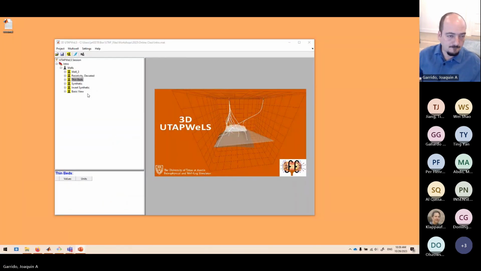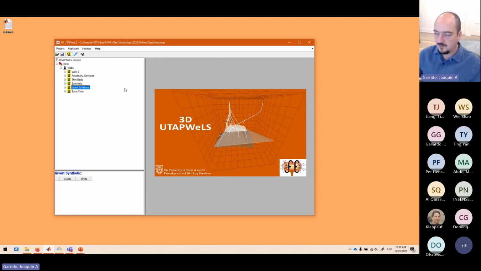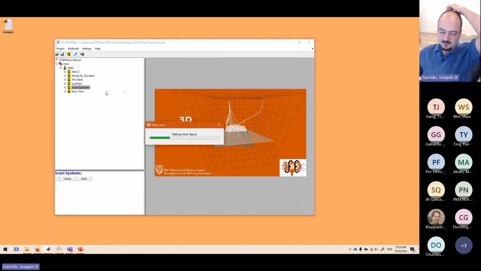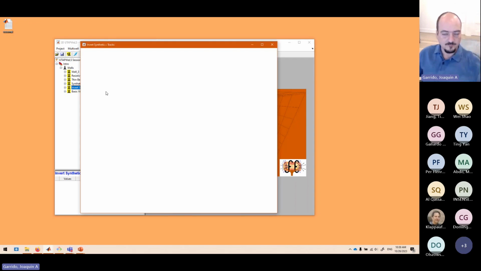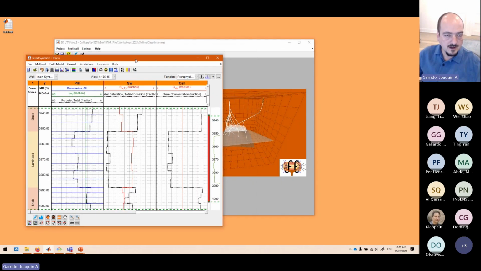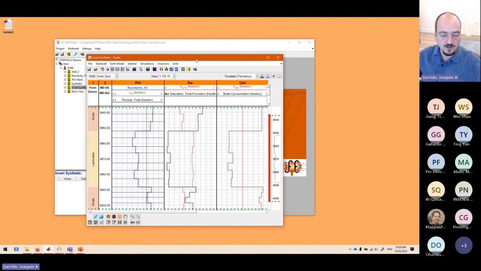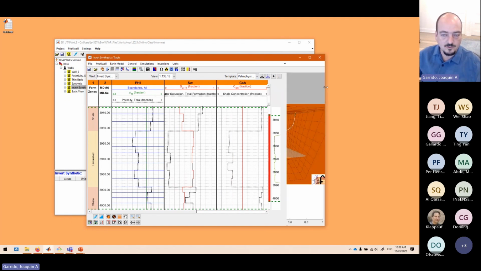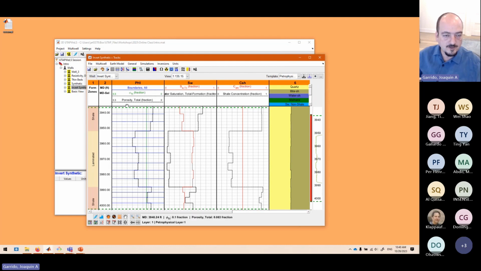So I've prepared this well, invert synthetic, and it's the same well that you saw in the slides. Now what we're trying to do is recover the properties that we set up just randomly in Excel. I saved them also in an LAS, by the way. I saved them from the other well and I load them here. And here we have them in these dotted lines in black. So those are the ground truth.